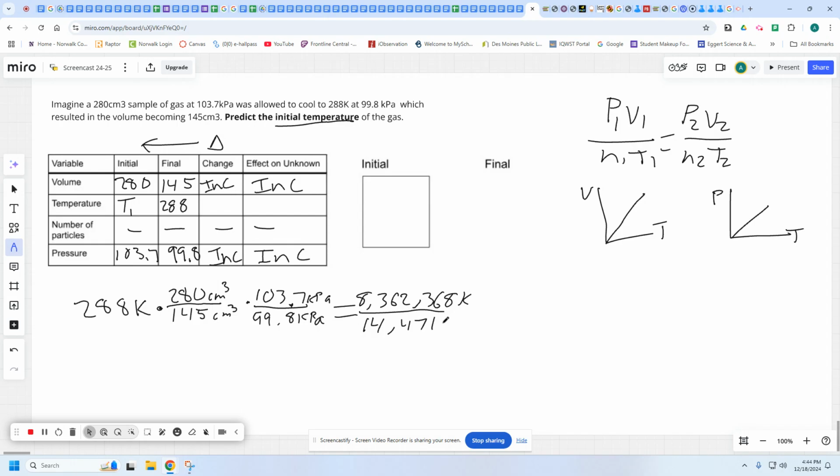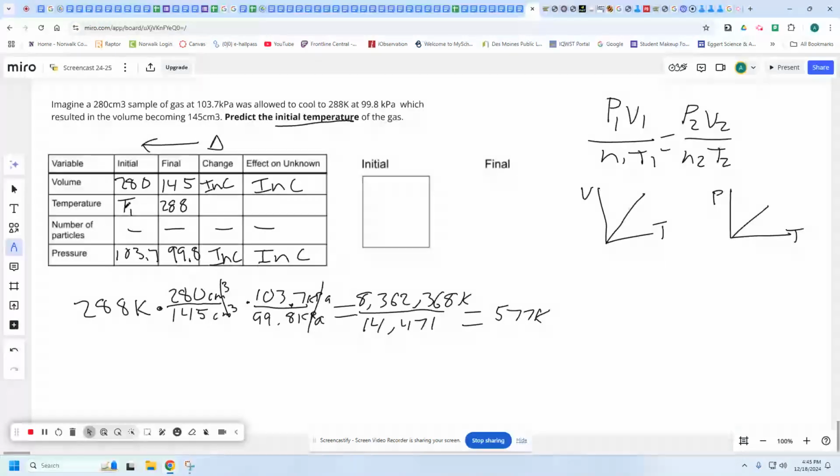Now the reason why I'm not putting units on the denominator is because these cubic centimeters have canceled and the kPa have canceled. And if I simplify this ratio by dividing it, I should get 577 Kelvin. So that's what the initial temperature should have been. And that should make sense conceptually.